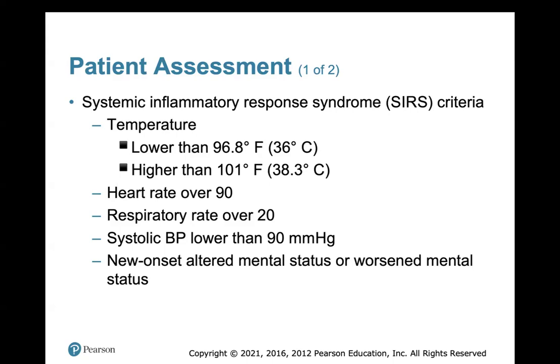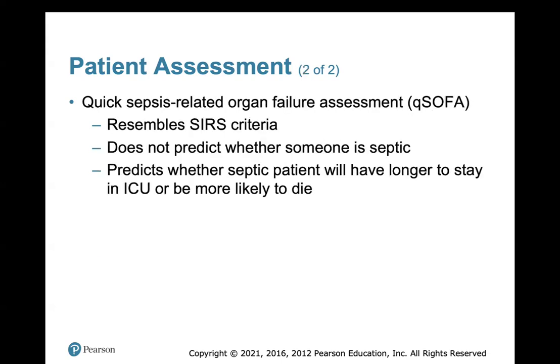Heart rate is over 90. The respiratory rate is over 20. Systolic blood pressure is lower than 90, and new onset of altered mental status or worse. This is your SIRS criteria. This is what determines basically whether or not you're going to call a sepsis alert.